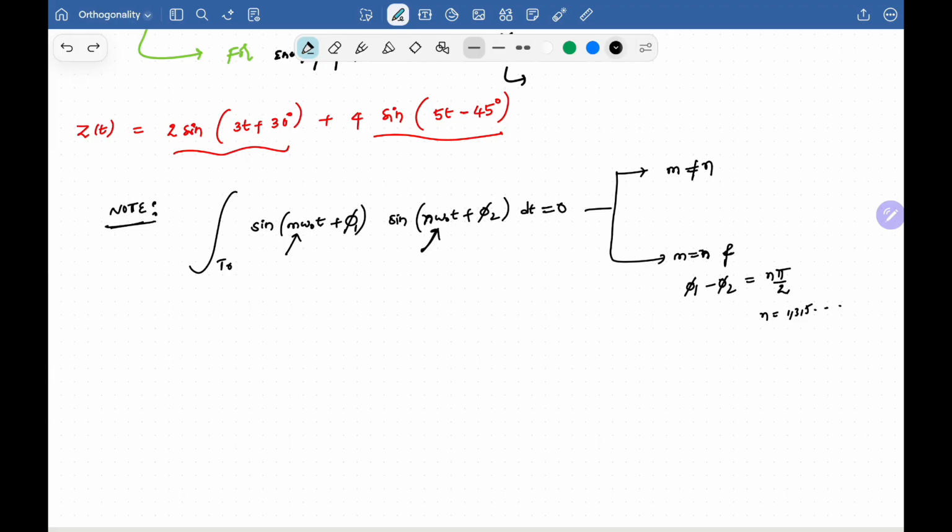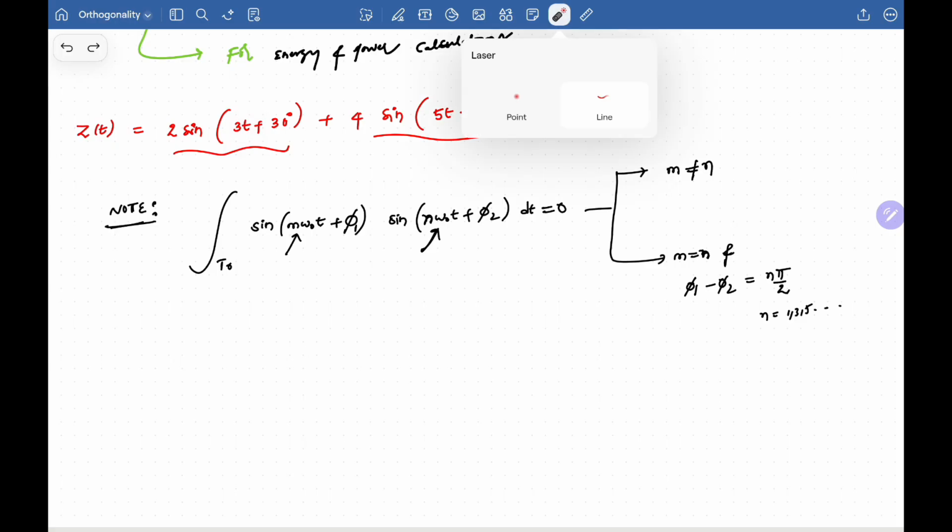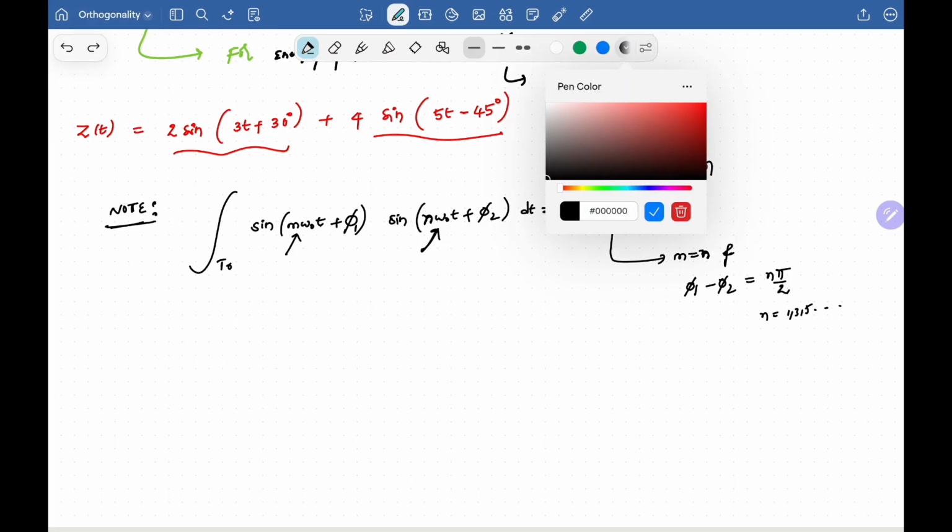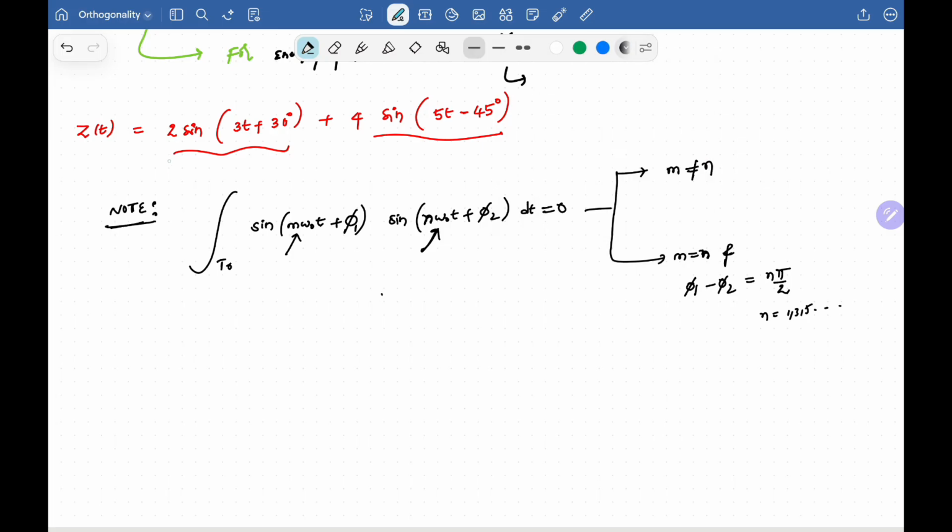Now here the question I am showing you has 3t here and 5t here. How can you solve this question? It's an easy thing only. The frequencies are unequal, so how can you solve when frequencies are unequal? You can directly use the formula A square by 2. Because it's a sinusoidal signal, the power will be A square by 2.